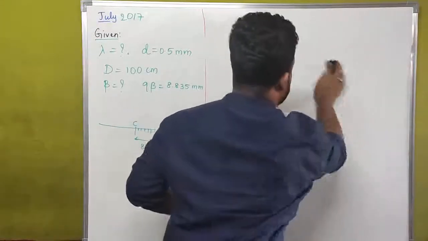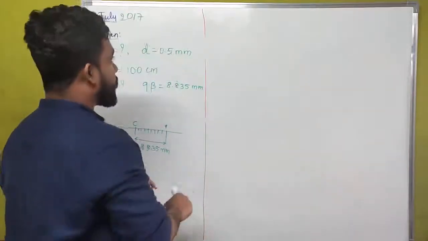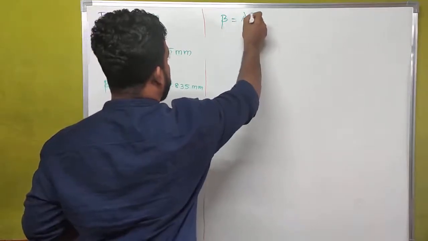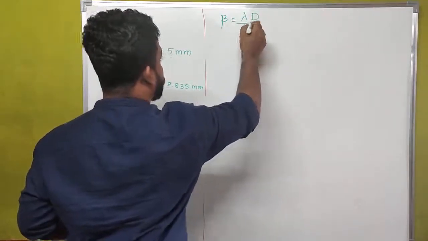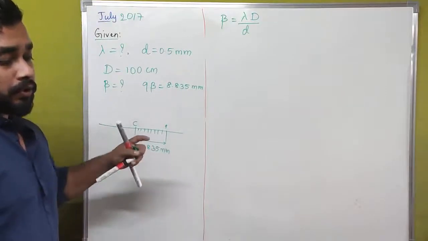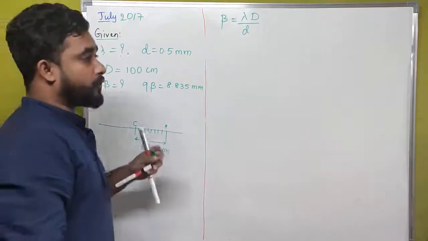Now we can see the solution part of the problem. We know the expression for fringe width, that is beta is equal to lambda capital D divided by small d.